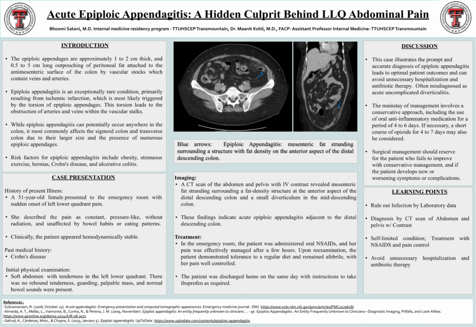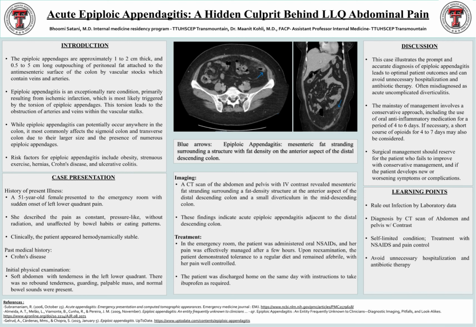While epiploic appendagitis can potentially occur anywhere in the colon, it most likely affects the sigmoid colon and transverse colon due to their larger size and the presence of numerous epiploic appendages. Risk factors include obesity, strenuous exercise, hernia, Crohn's disease, and ulcerative colitis. Let's begin the case presentation.